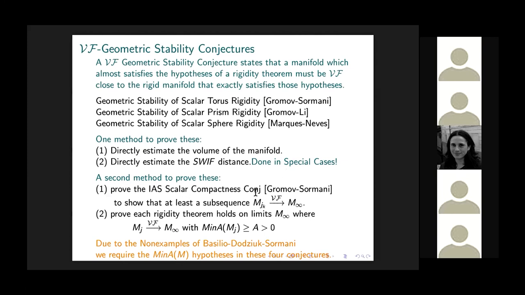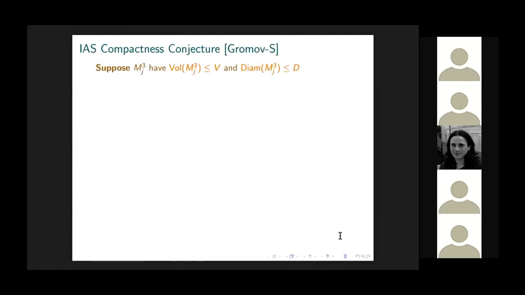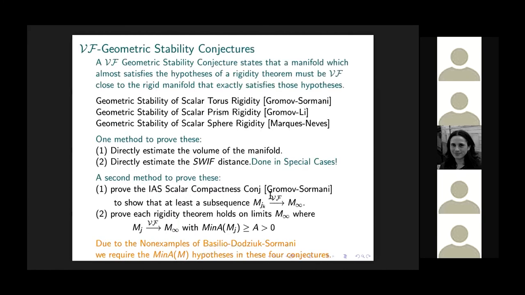This conjecture would be a key step, and then proving the rigidity theorem on the limit spaces. Okay, all of these, when we make them have the hypotheses, we add the min A, MJ to the hypotheses of our geometric stability conjectures, because otherwise we have all these non-examples. So let me go over that compactness conjecture that I just said we might use as a first step.